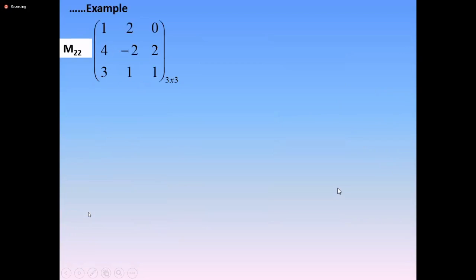Then M22. M22 means second row, second element, minor value. Here I explain as well as I can. Here I cross the second row and second element. Then what is the remaining? Look at the remaining figures: 1, 3, 1.